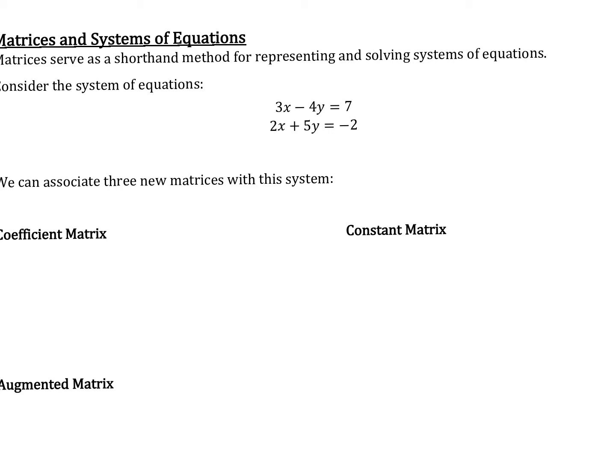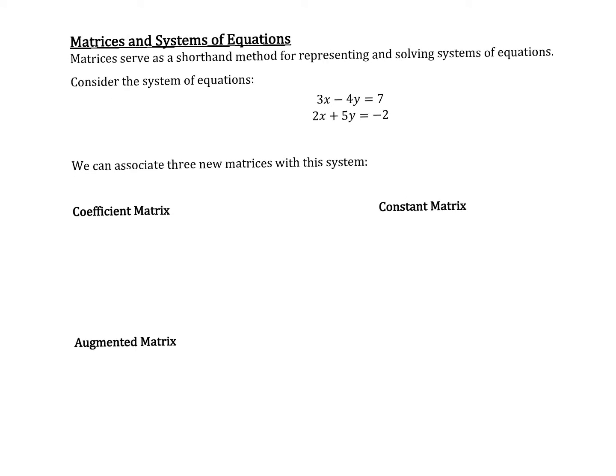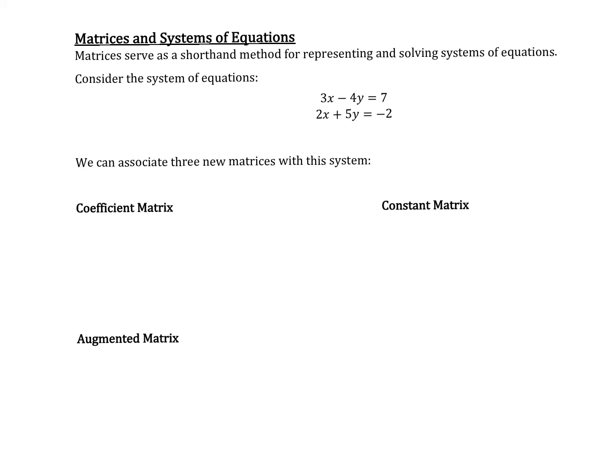Well, from a system, we can create three new matrices. The first one is what we call the coefficient matrix. In the coefficient matrix, a coefficient is just the number in front of the variables. So when we create the coefficient matrix, here's what we're going to get. The first coefficient is the number 3. The next coefficient is the number -4. On the second row, you get a number of 2, and then a number of 5. So it's just the number in front of the variables. Here's what we call the coefficient matrix, and it's just me taking the coefficients in front of the actual variables.